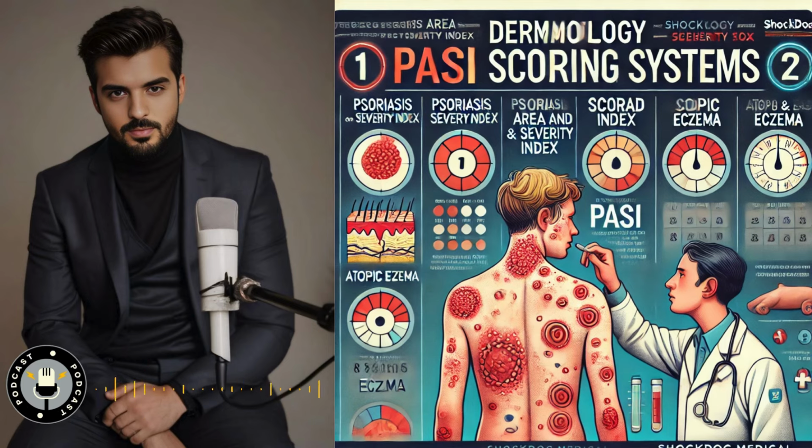Next, for our friends dealing with atopic eczema, there are a couple of scores to know about: SCORAD and EASI. These tools help gauge the severity of eczema, considering factors like the extent of the rash and the intensity of symptoms. It's all about giving both the clinician and the patient a clear snapshot of what's going on.